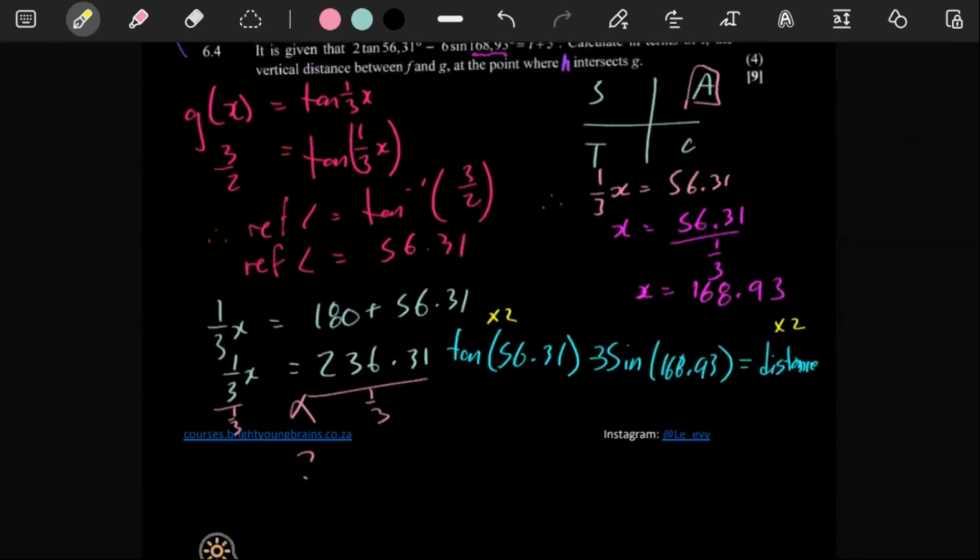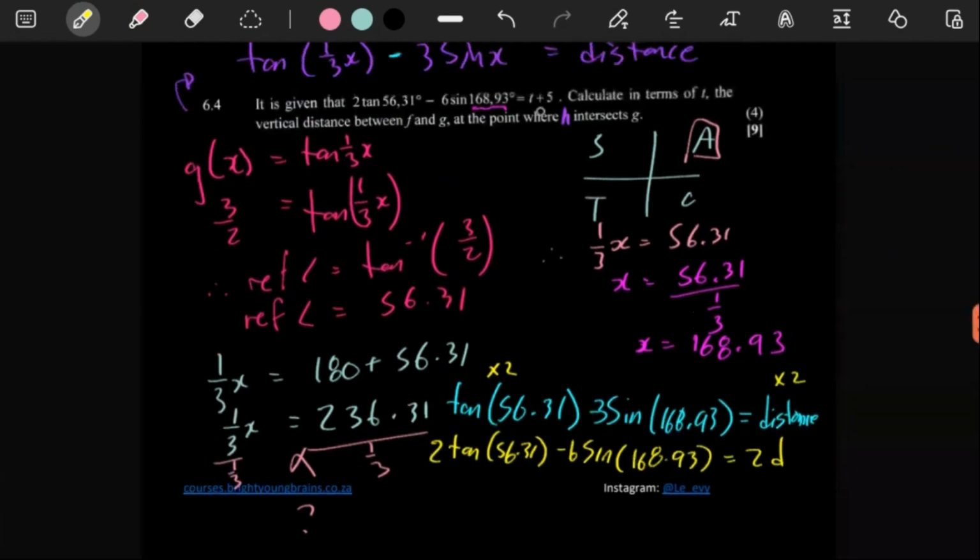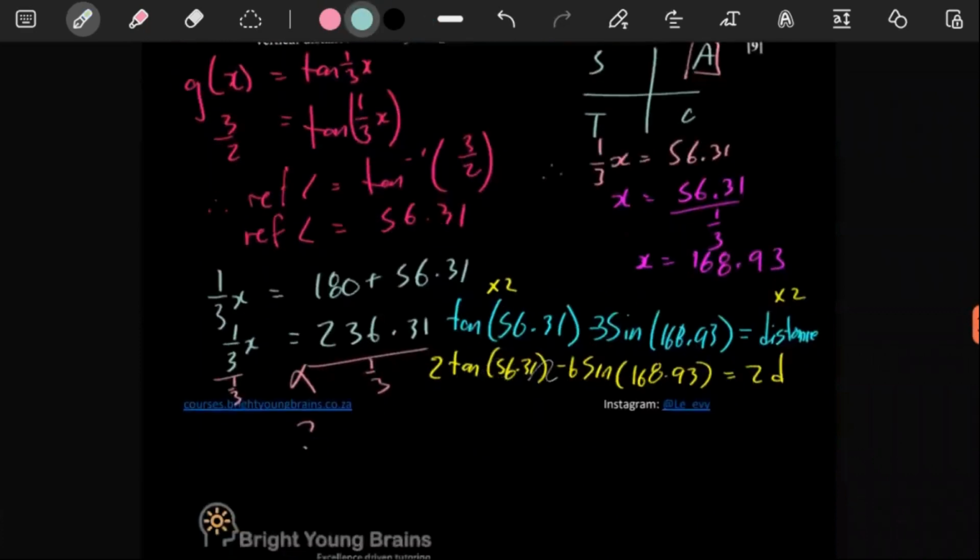We're going to have here 210, 56.31, negative 6 sine 168.93 equal to 2 times the distance. But then d should be the subject of the formula. It doesn't matter. They said we should write the vertical distance in terms of t, of which this thing we know is the same as t plus 5. So the whole thing becomes t plus 5 equal to 2d. But then d should be the subject of the formula, so this is going to be t plus 5 over 2.